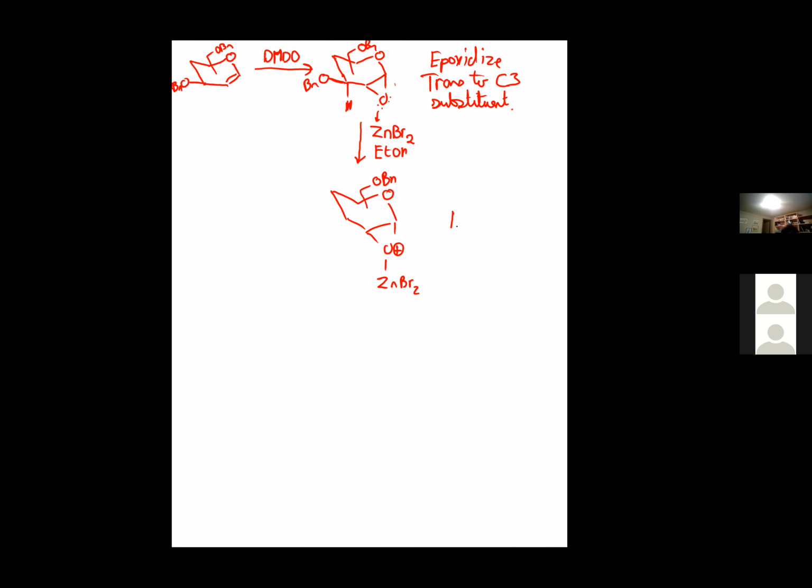And then the ethanol is going to come in, taking its time. It's going to come in trans because we're not fully breaking that bond. We're not fully making the oxocarbenium. That is not what I wanted.